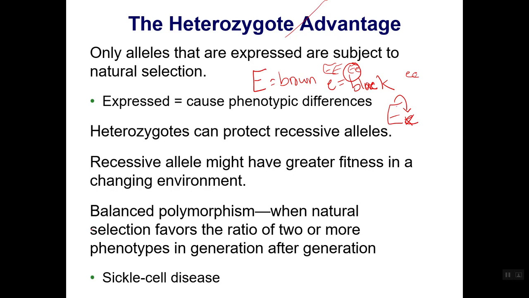All right, so that brings us to the term balanced polymorphism. Balanced polymorphism is when natural selection favors the ratio of 2 or more phenotypes in generation after generation. A great example of this is sickle cell disease. So I know y'all had an assignment on sickle cell disease in lab. So we'll reiterate some of the points about it.